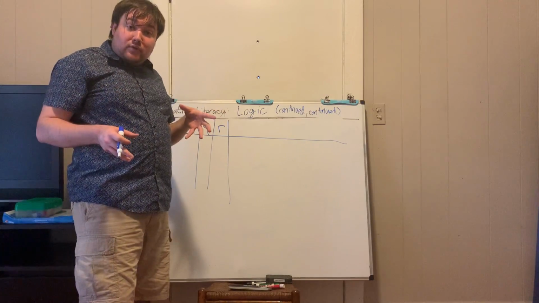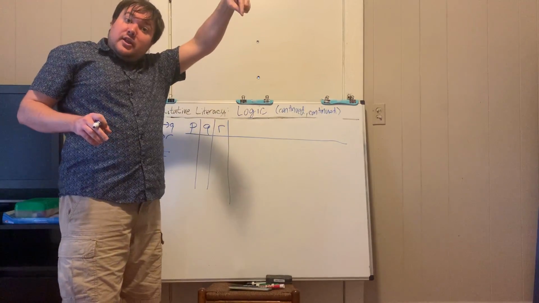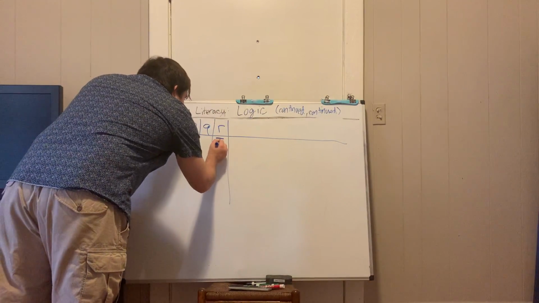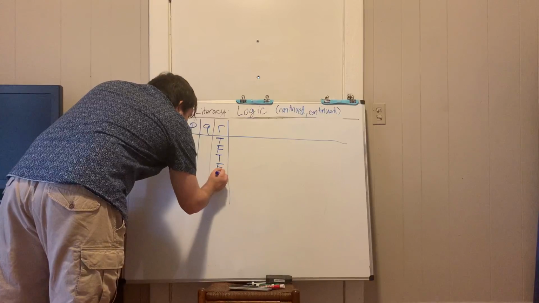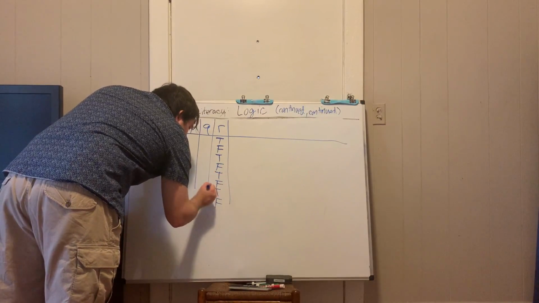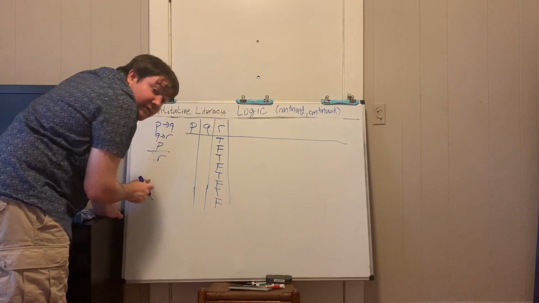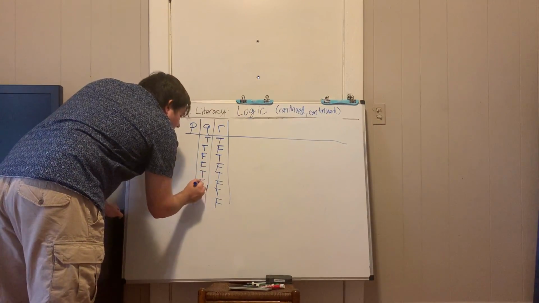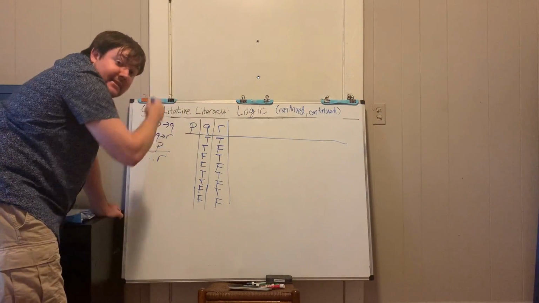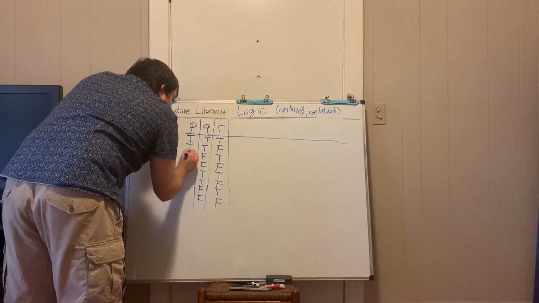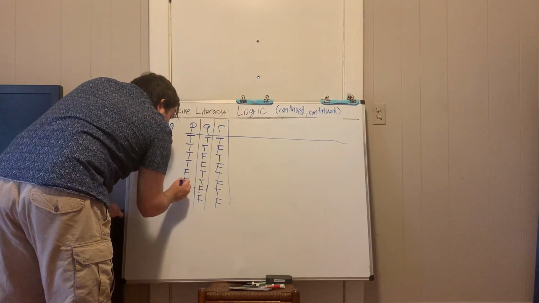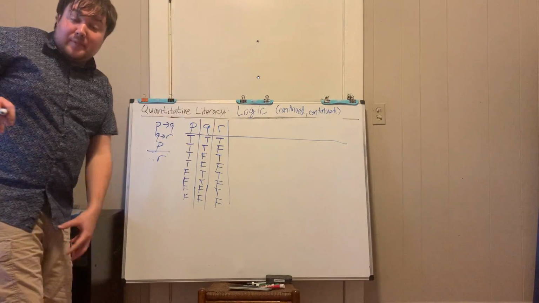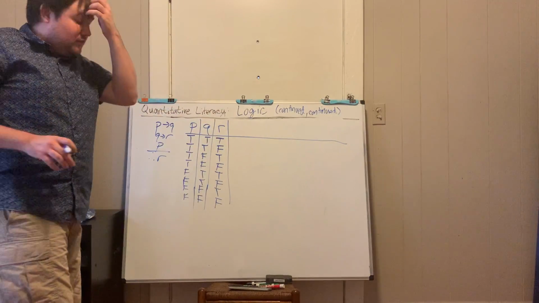So remember, the number of rows in this case is 2 to the third power, or 2 times 2 times 2, which is 8 in this context. So we're going to go true, false, true, false, true, false, true, false. And then we double it for Q. So true, true, false, false, true, true, false, false. And then we double it again for P. True, true, true, true, false, false, false, false. And that, you can go by exhaustion, is all of the possibilities for combinations of truth values.